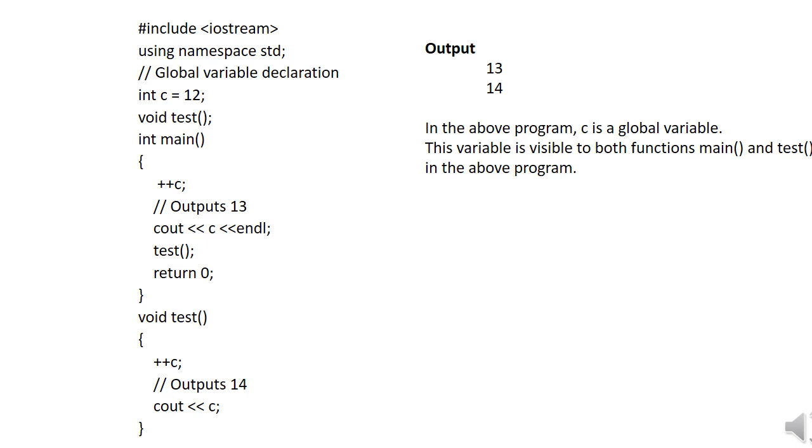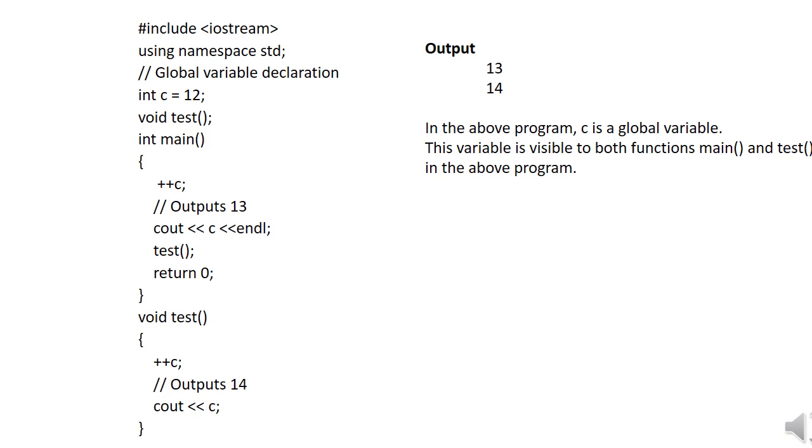Then I called a function testof, and the control goes to the function definition of testof. Here I incremented the value of C again, so the value of C became 14. Then I displayed that value. Then when the program ends, the scope of variable C ends.